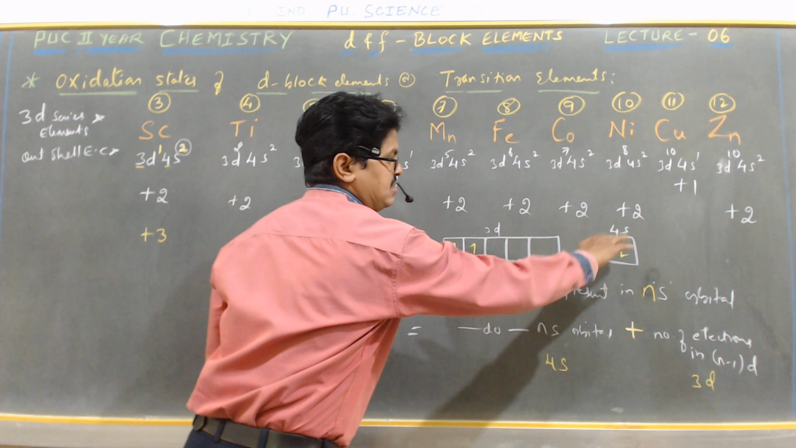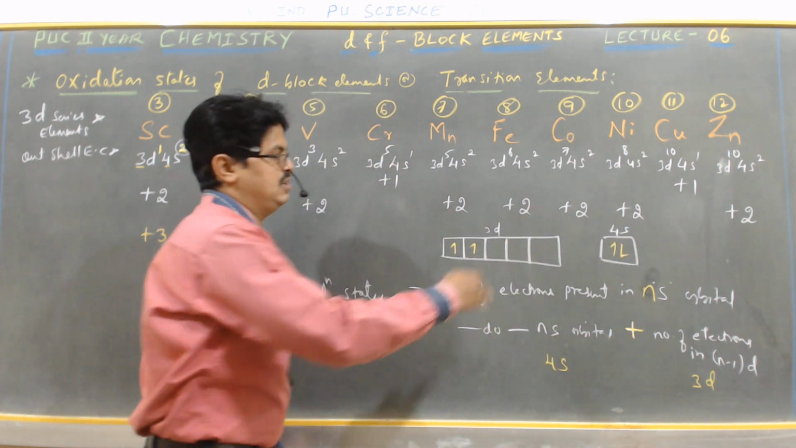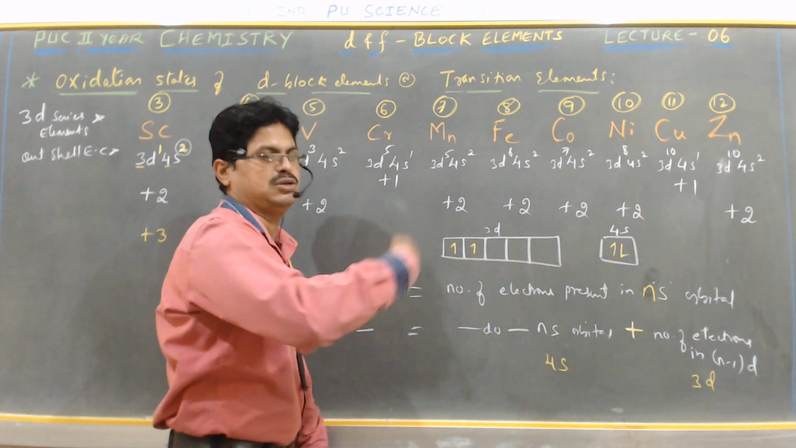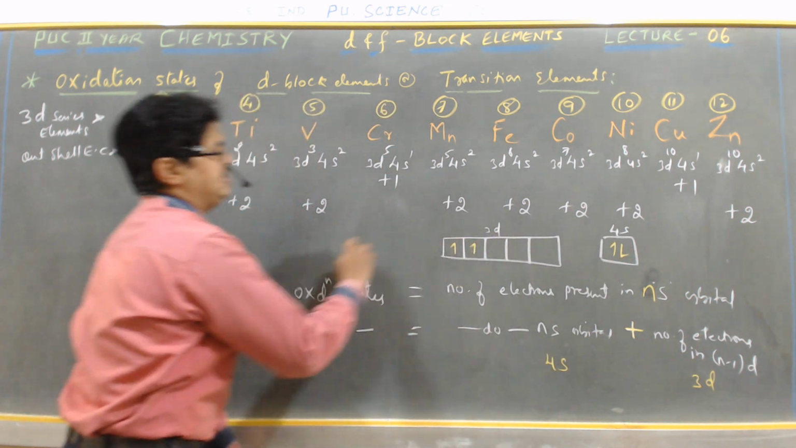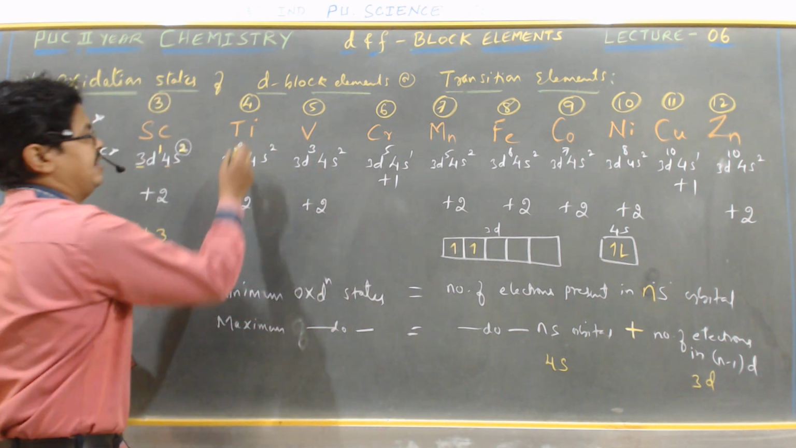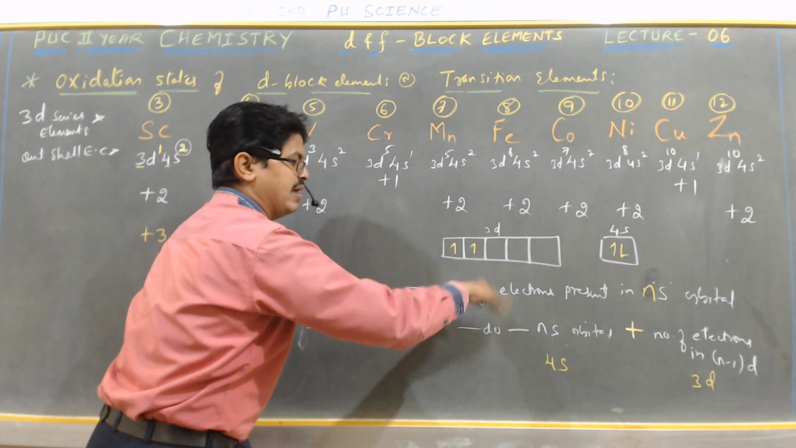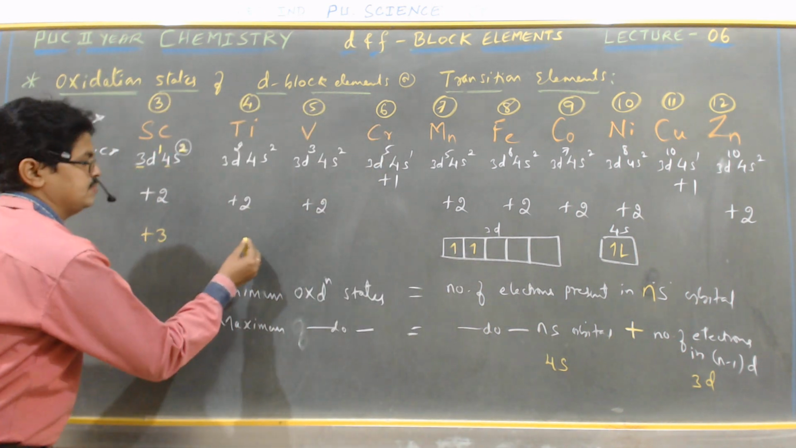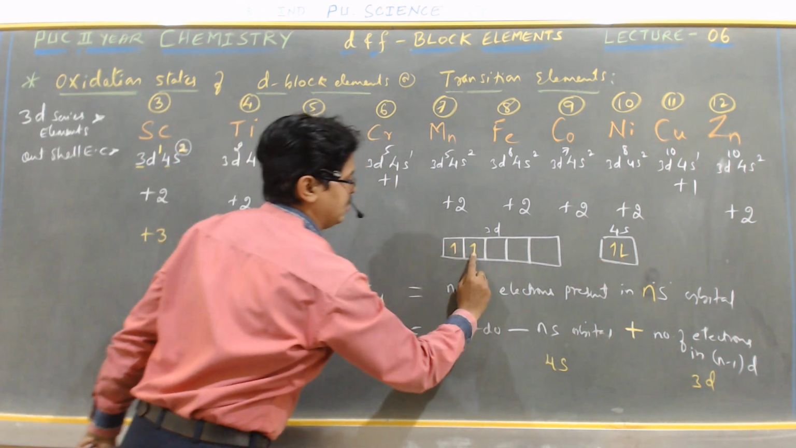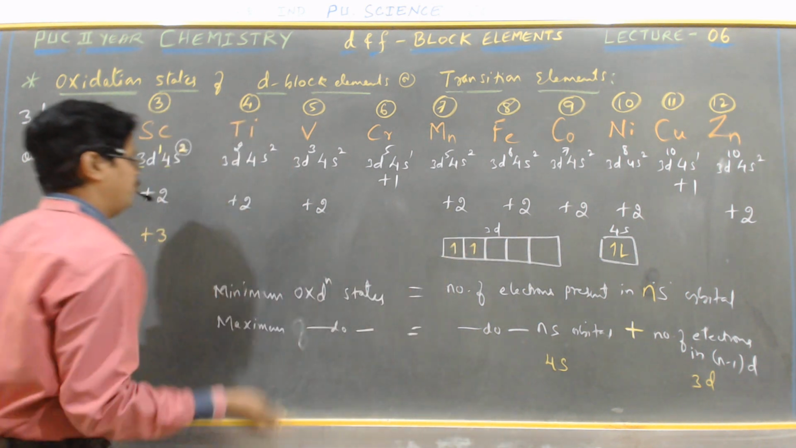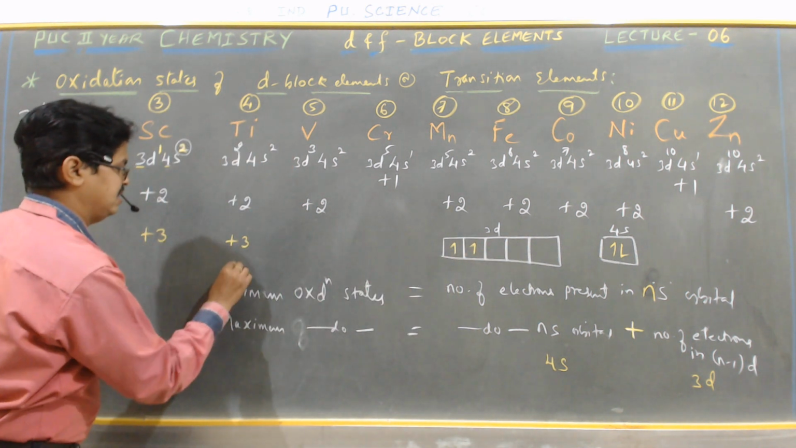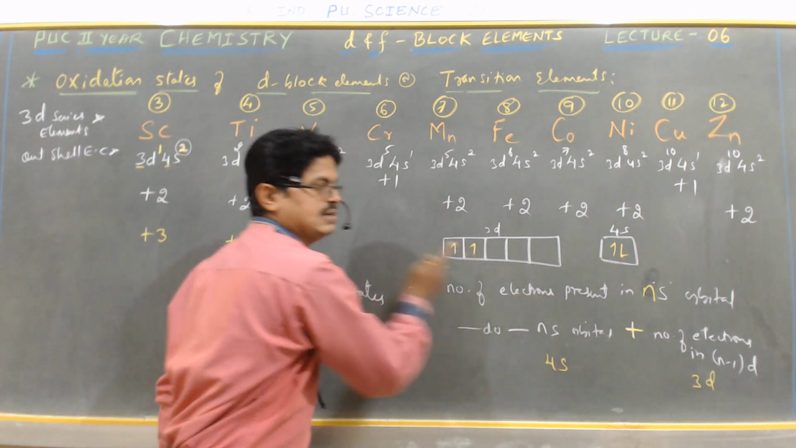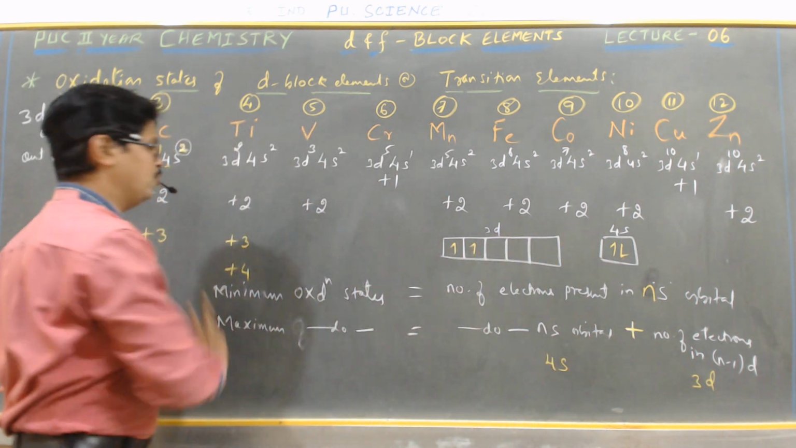Anyhow, 4 is the main shell, that is the ultimate shell. Electrons from that are involved in bonding, whether paired or unpaired. But in the 3d orbital of titanium, 2 unpaired electrons are there, and they are also involved in bonding. So 2 plus 2 becomes 4. Otherwise, 2 plus 1 is 3. So it can form plus 3 as well as plus 4.